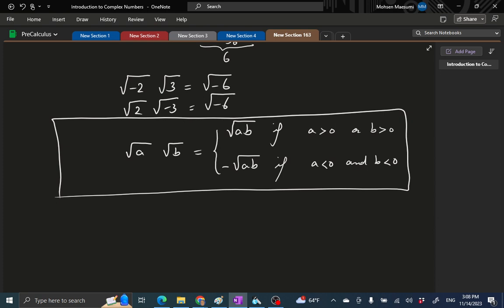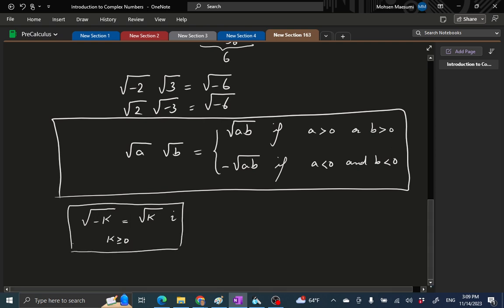Or if you don't want to remember it, always be careful that if you have square root of, say, minus k, and k is a number larger than or equal to 0, write it as square root of k times i, and that will help you avoid sign mistakes that are common in dealing with this type of square roots.